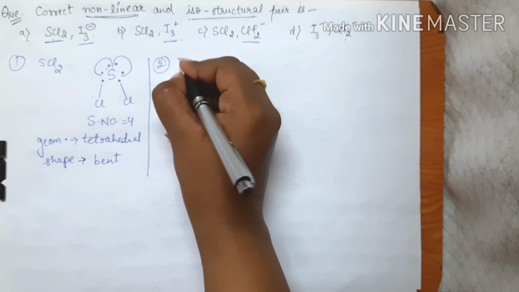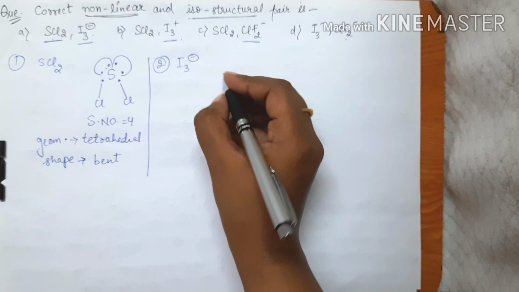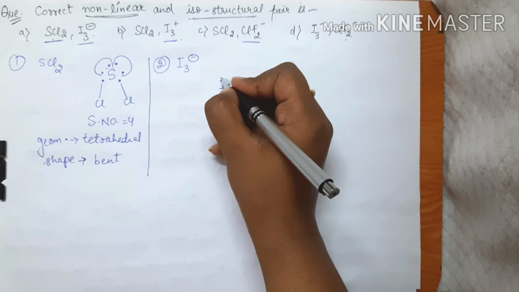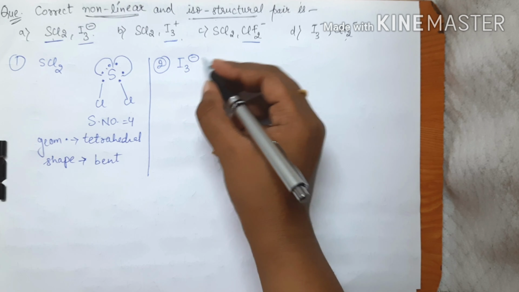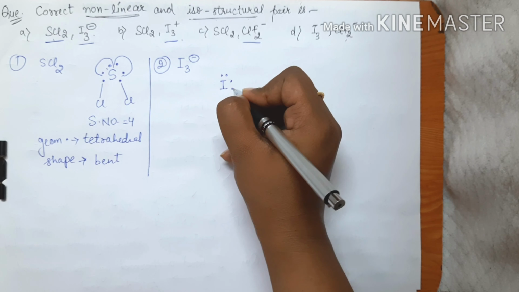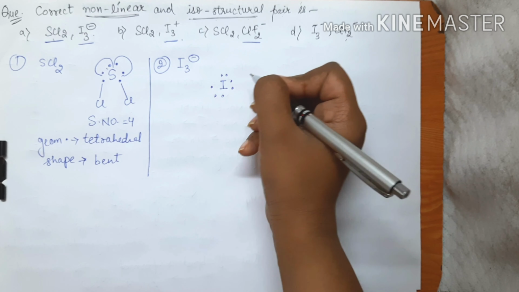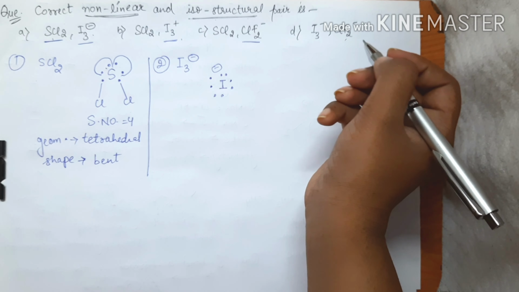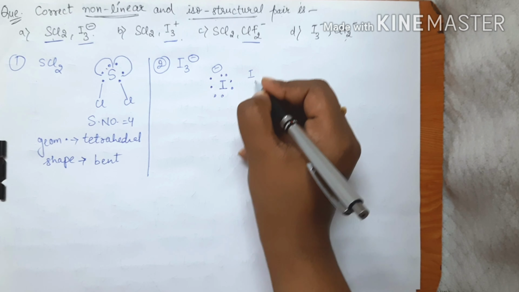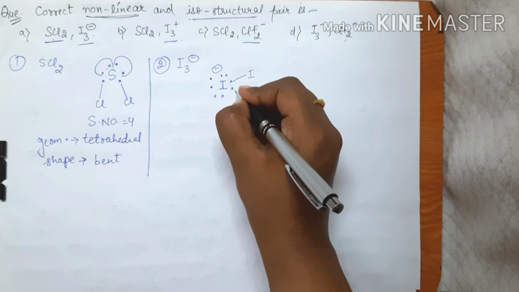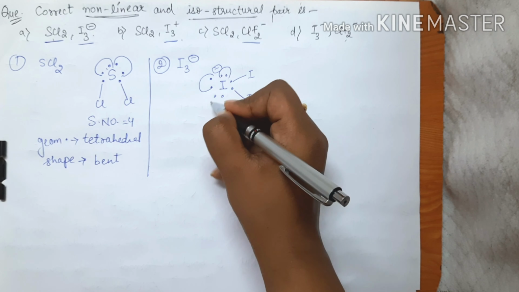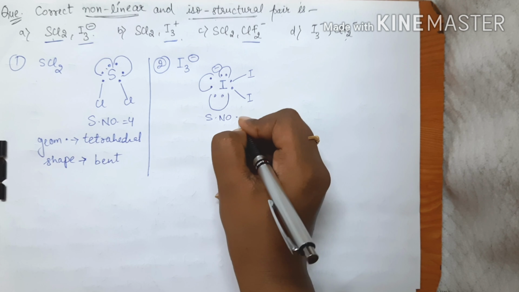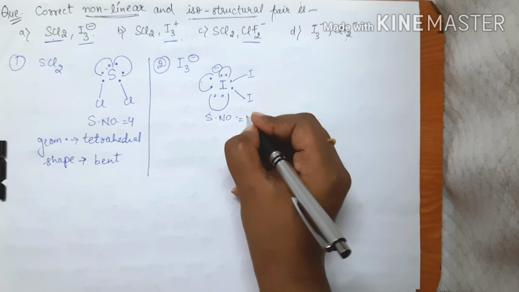Second is I3 negative. For I3 negative, the central atom is iodine. It has a negative charge, so iodine has 7 electrons in the valence shell because it belongs to the halogen family, and due to the negative charge there is 1 extra electron. It is attached to two more iodines like this, so it has 3 lone pairs and 2 bond pairs. Steric number is going to be 1, 2, 3, 4 and 5.